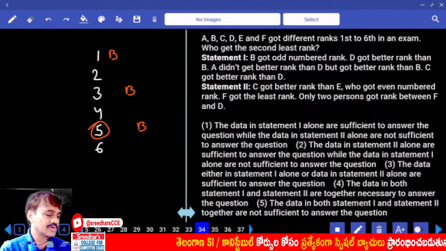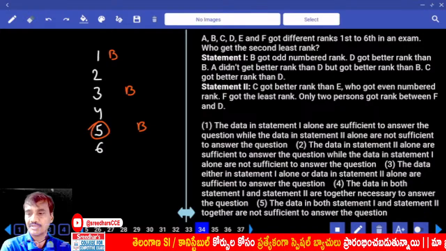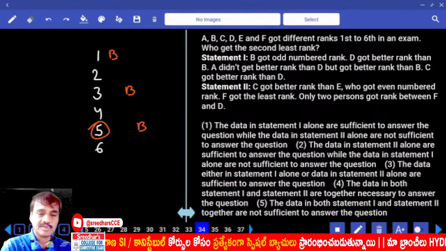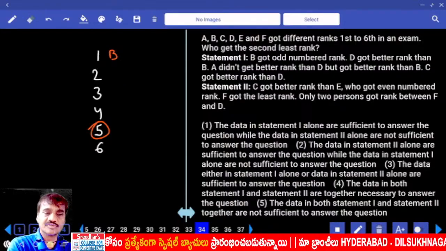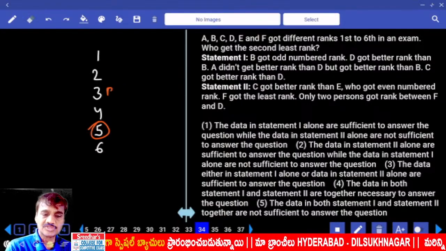How many possibilities do we have? There are 3 different possibilities. Then D got a better rank than B. Now here it is not possible. Clear? D got a better rank than B, but here B is on the first rank and better than this one, so it is not possible.